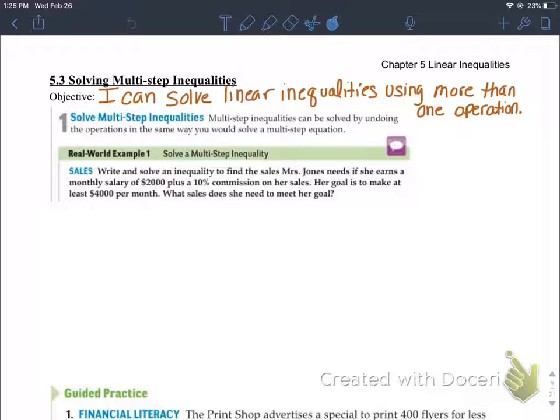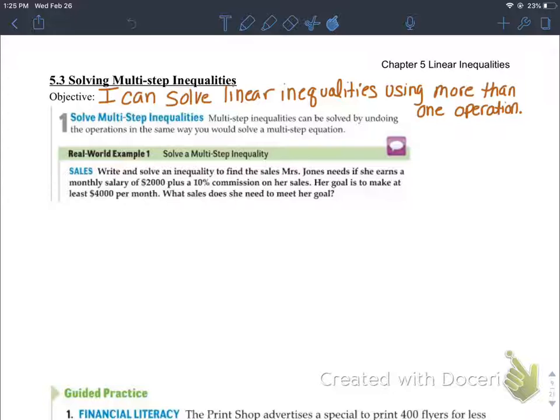Today's lesson is going to be on solving linear inequalities with multi-steps. So please begin by writing down your I can statement: I can solve linear inequalities using more than one operation. Pause the video if you need to, as I'm going to continue on explaining.